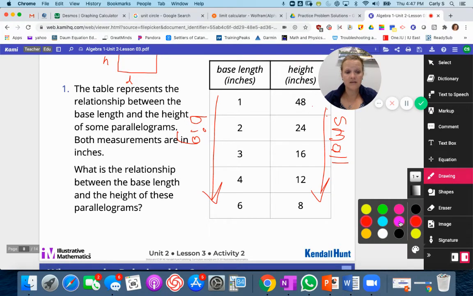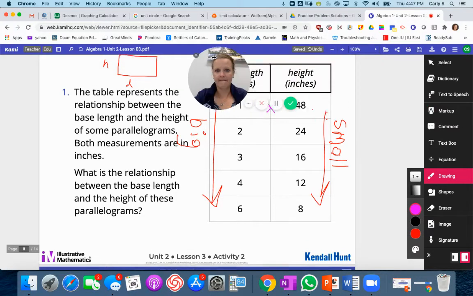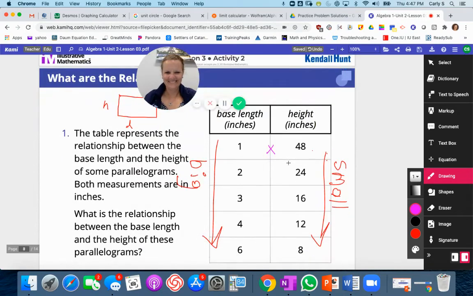I just figured this out. Sorry, my mind was working in the background. Base times height is 48. Base times height is still 48. Base times height is, check your calculator, 48. So the cool thing here is base times height is 48.